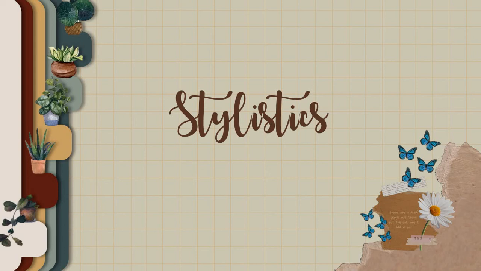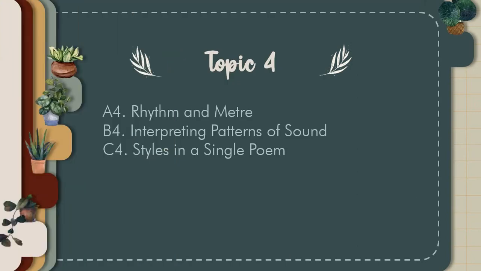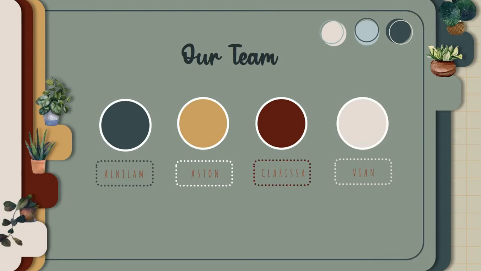So for today's presentation, our group will present about Stylistics topic 4. In topic 4, we will talk about 3 main points. The first one, rhythm and meter, interpreting patterns of sound, and the last one, styles in a single poem. And for the presenters, there are me, Ochie, then Aston, Clarissa, and Vian.